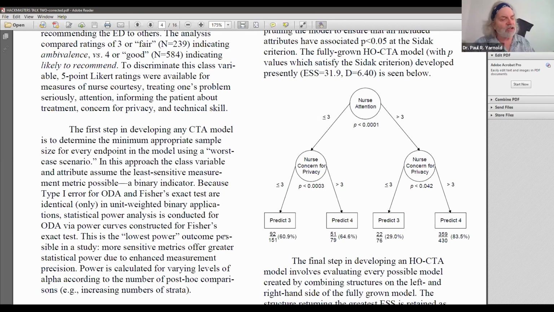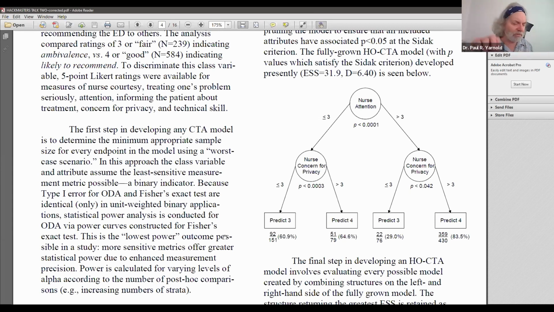So what you do is after you get the fully developed model, then you start pruning it to remove the effects that are not really truly statistically significant. You can see here, the top one is less than 0.001, 0.003, those are no problem. 0.042 is very close to 0.05, but you always start with the lowest probability in the Sidak. So that 0.04 just barely squeaked in there. Now, the final step involves evaluating every possible model created by combining all different variations of structures on the left and structures on the right. There's an article on it. I have suggested readings that describe all of this stuff.